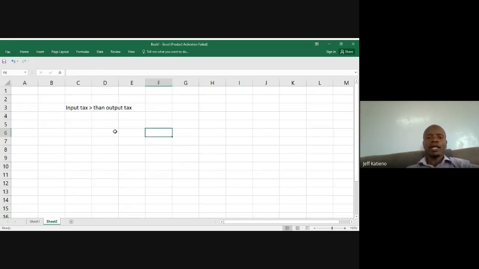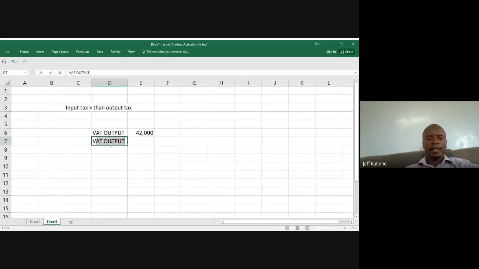Like let me say if VAT output is 42,000, for instance, 42,000. This is an example. Don't want you to get hung up on it and start asking me where did I arrive with 42,000. Let me say VAT input is 18,000. Then let me say is 50,000. Because of this, VAT payable will be negative 8,000. So what this one means is that I should not pay VAT. Instead, Kenya Revenue Authority should pay me.